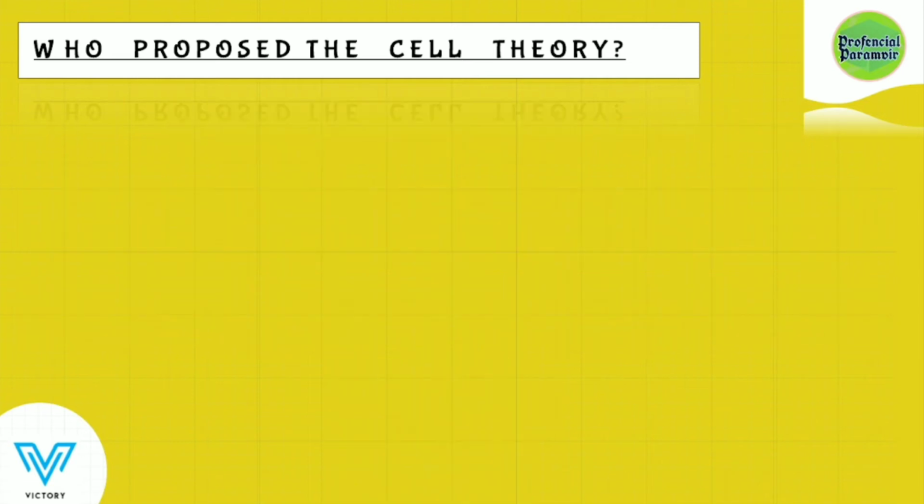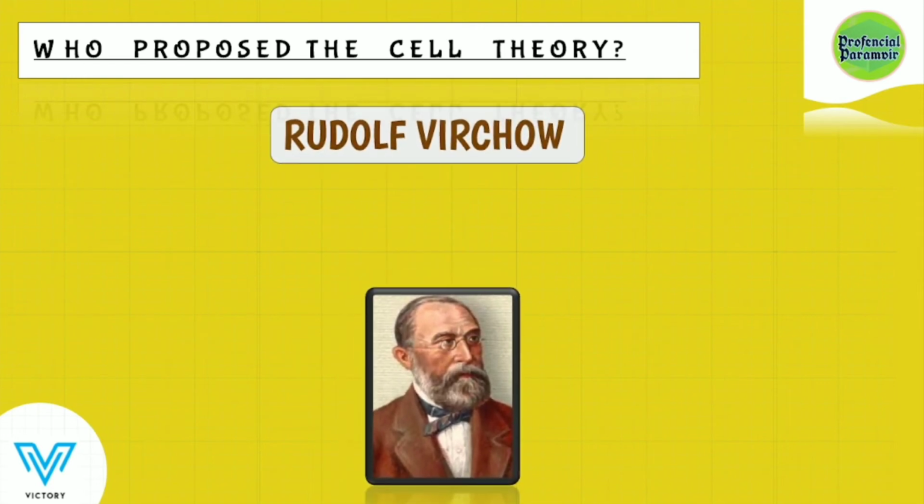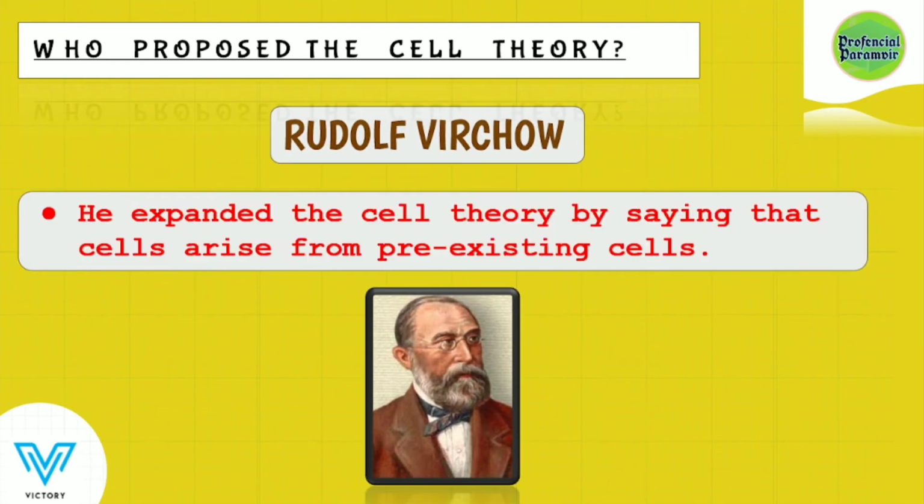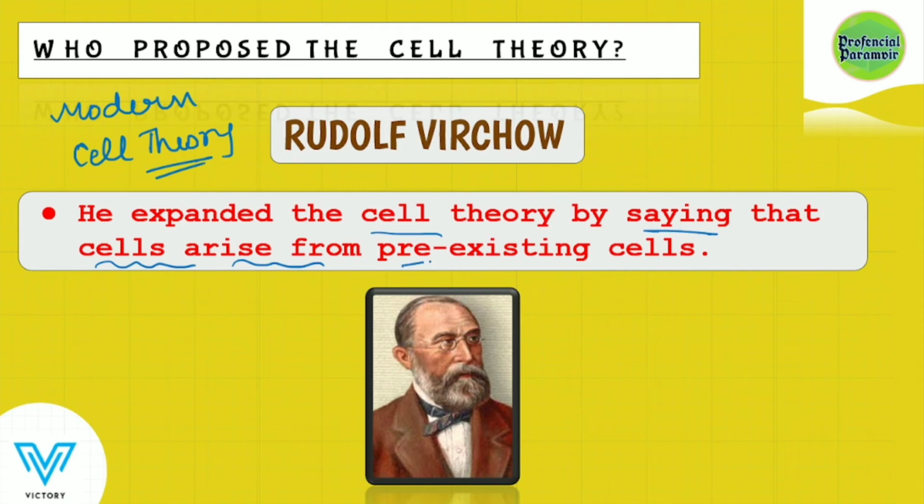Now, who found the modern cell theory? Rudolf Virchow found the modern cell theory. He expanded the cell theory by stating that cells arise from pre-existing cells.